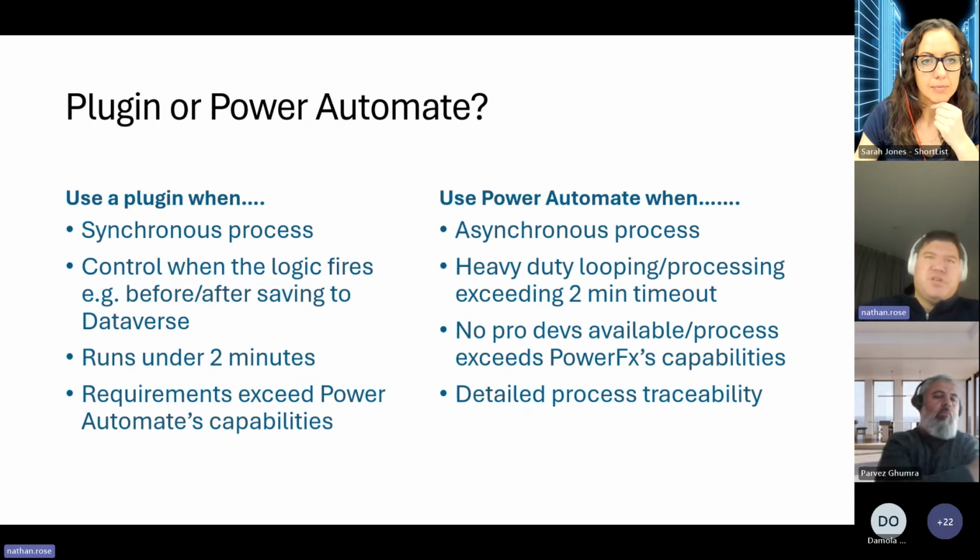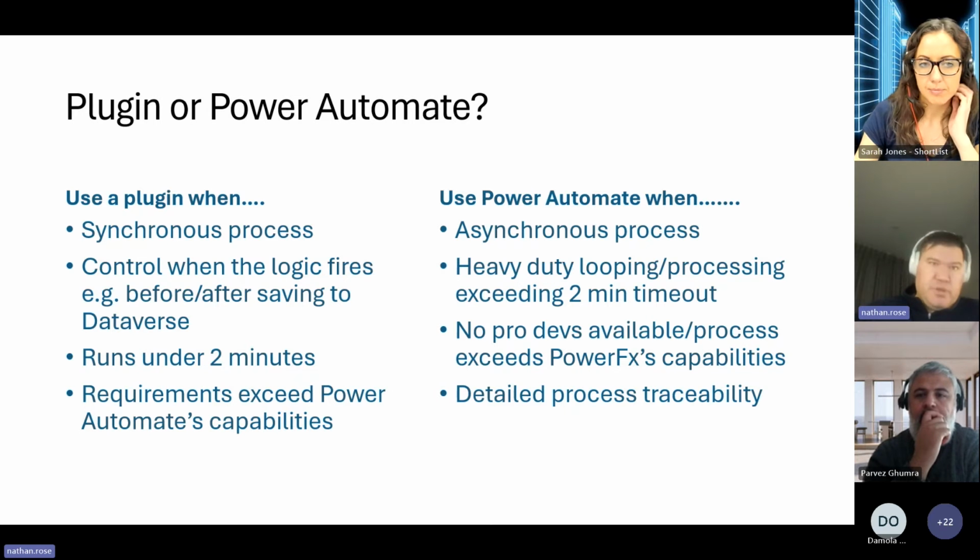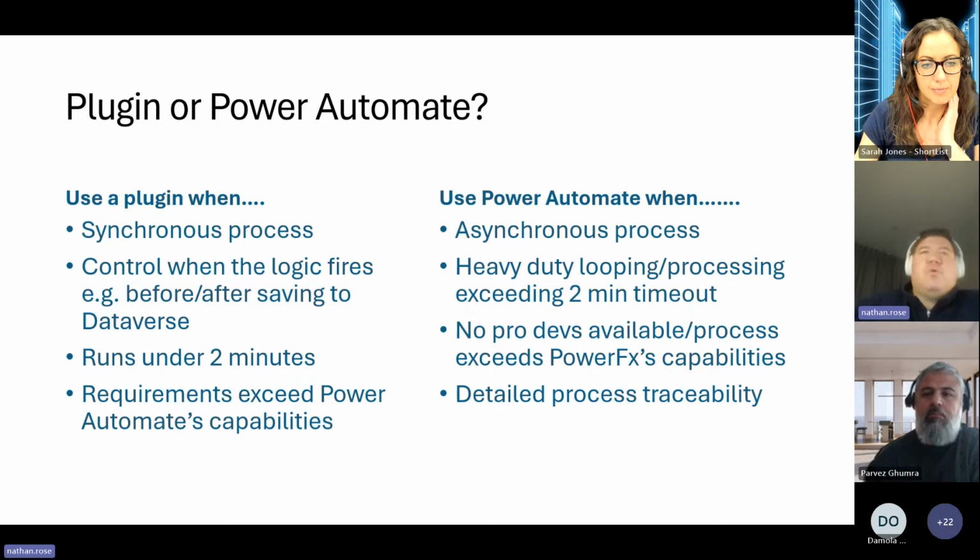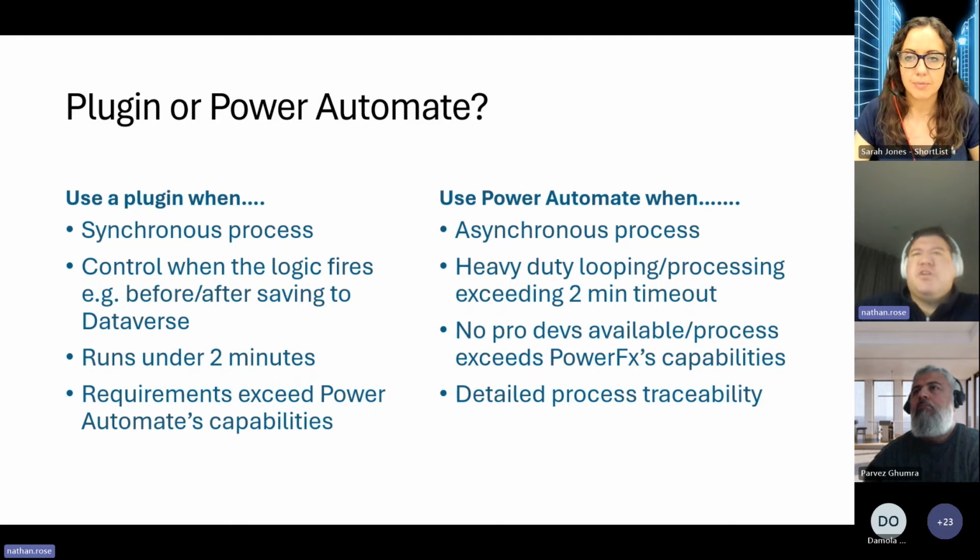Whereas with a synchronous process, as soon as the process is triggered, that record is locked and you can't do any updates to it until that process is finished running. So this is generally a requirement if you're working in the financial or the legal world, where you need that record absolutely locked down from when a process is triggered until it's finished running. So that's the big difference between when you would use a plugin or Power Automate. There's a few other differences. Plugins let us control when the logic fires, either before or after saving to Dataverse, and we'll get into that in a second. You are limited to that 2-minute timeout in Dataverse.